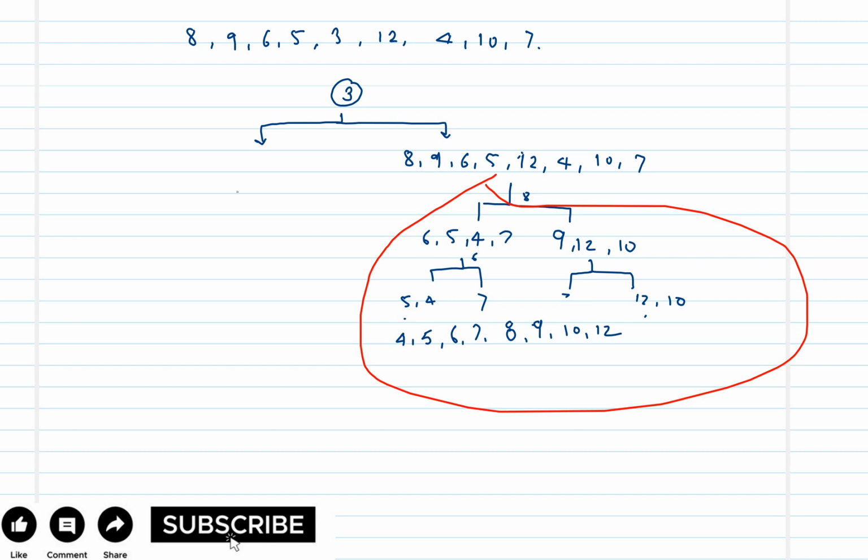So now I'll choose the pivot here as 4. What will happen? There is nothing less than 4, so it will go on sorting like this: 8, 9, 6, 5, then 12, 10 and 7. So now let's choose the pivot as 6. If I choose 6 as a pivot, only 5 will go here, and all other elements will go here: 8, 9, 12, 10 and 7.